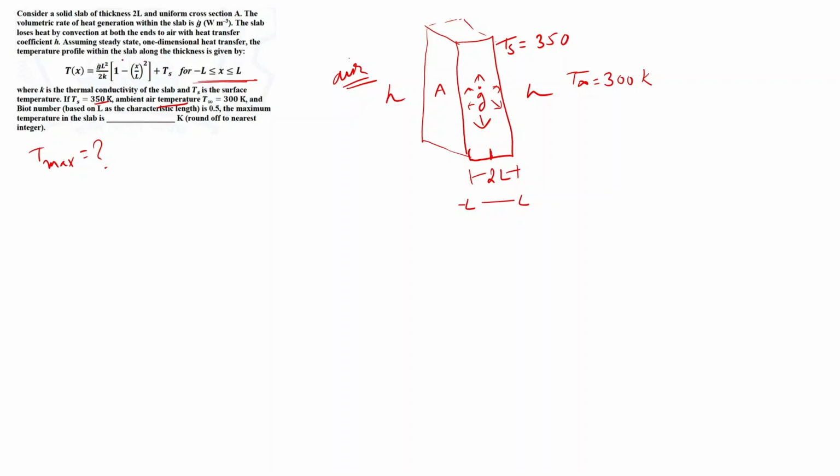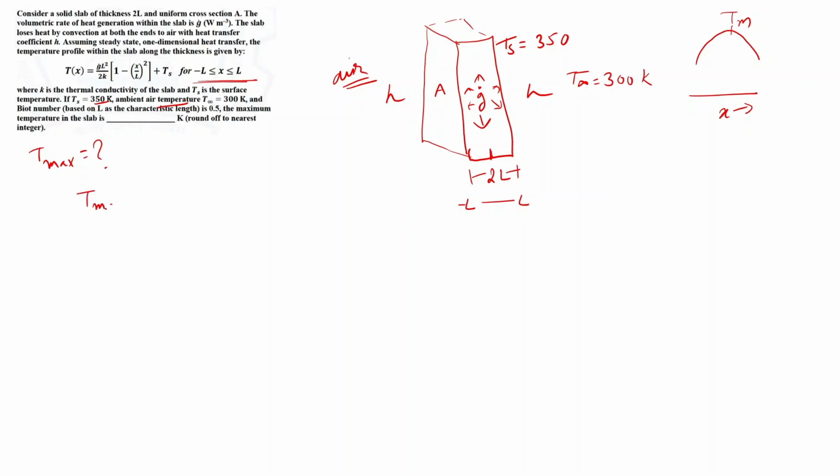Also from this equation, temperature is a function of 1 minus x square. So this is the equation of a parabola. If this is my x, then the temperature profile within the slab will vary in the parabolic form, and this will be my T max. You can also find the location of the maximum temperature by differentiating this equation and equating it to 0. So let's just check that.